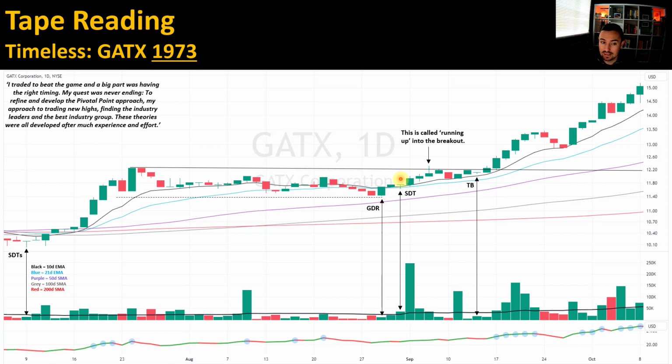Two bars later, we get a nice little shakeout demand tail underneath the 10 and 21. So it closes on the high of the bar, but a little shakeout demand tail, and then over here, we get what I call a trigger bar. So these are the 3 bars that I'm going to be teaching you about: gap down reverse bars, shakeout demand tails, and trigger bars.